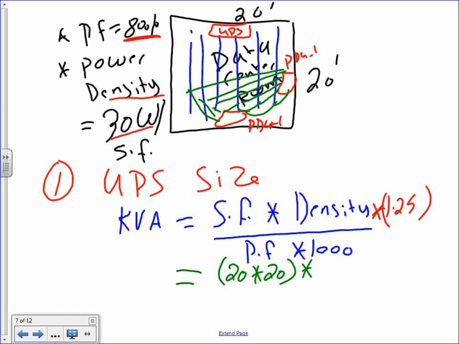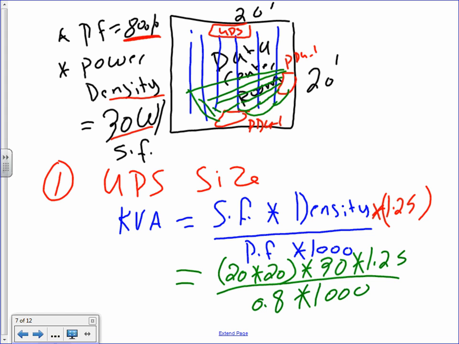All right, multiplied by, what's the power density here? 30 multiplied by 1.25, divided by power factor given is 0.8, multiplied by 1,000. Why did I multiply by 1,000? So I can get the actual size. And when you guys do the math on that, I end up with 18.8. So here, I'm going to end up with 18.8 kVA.